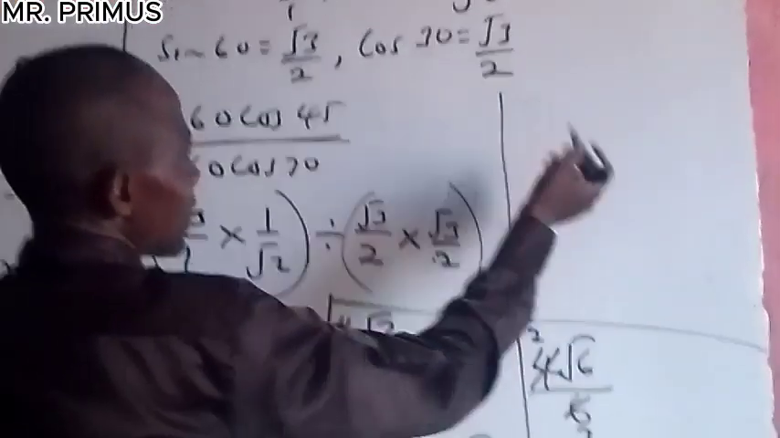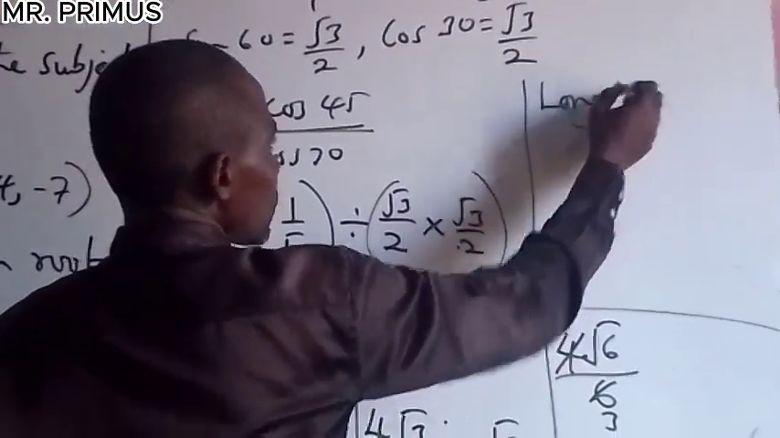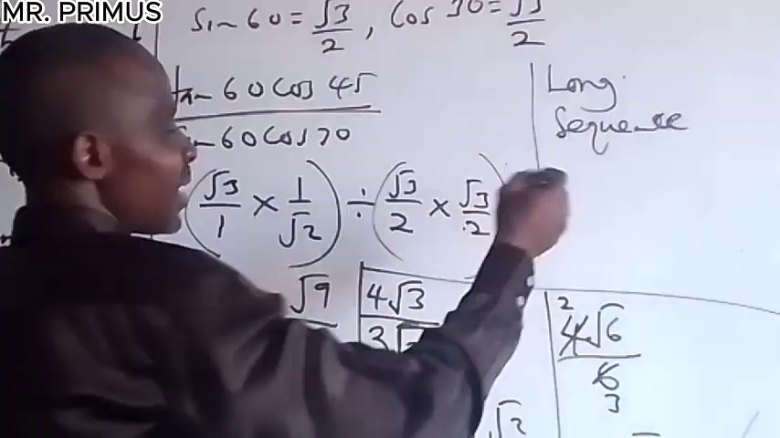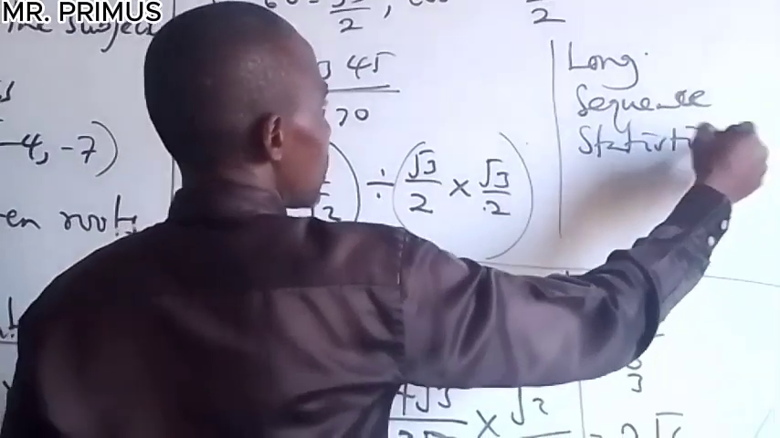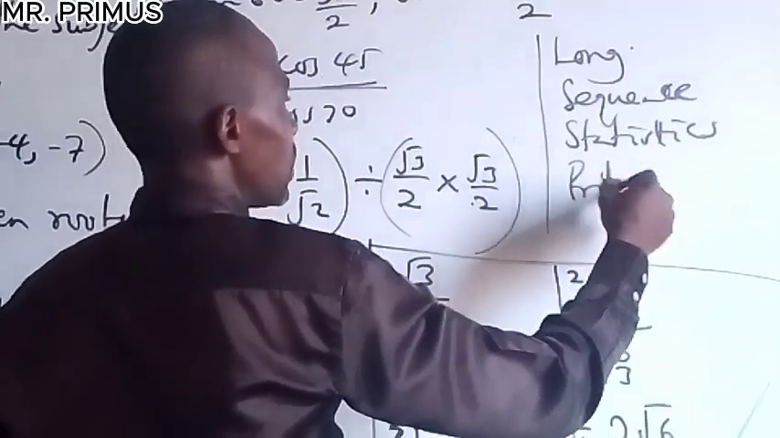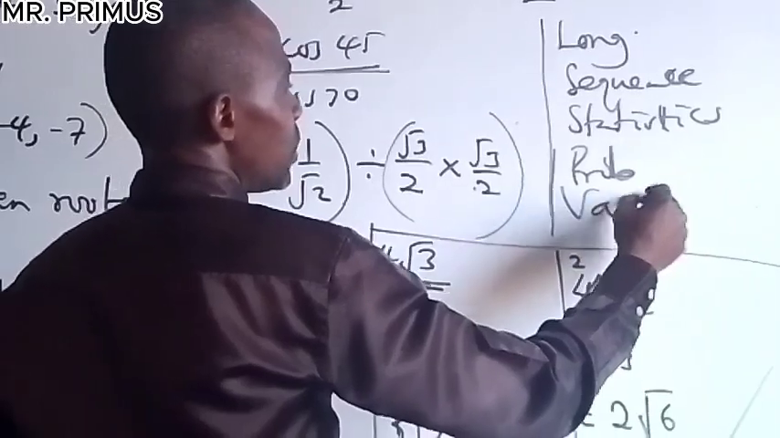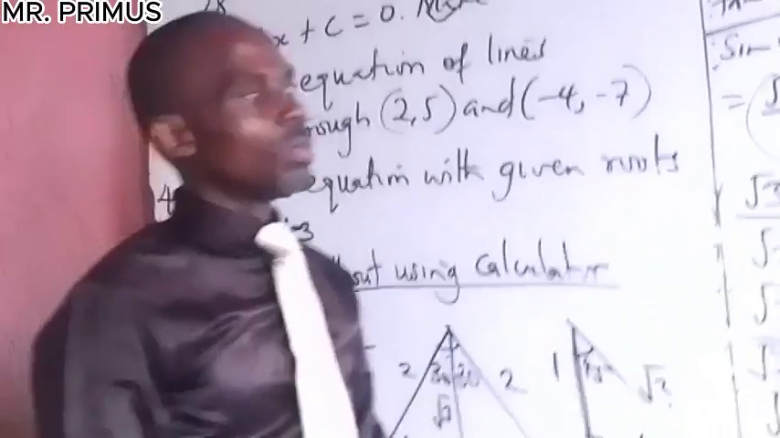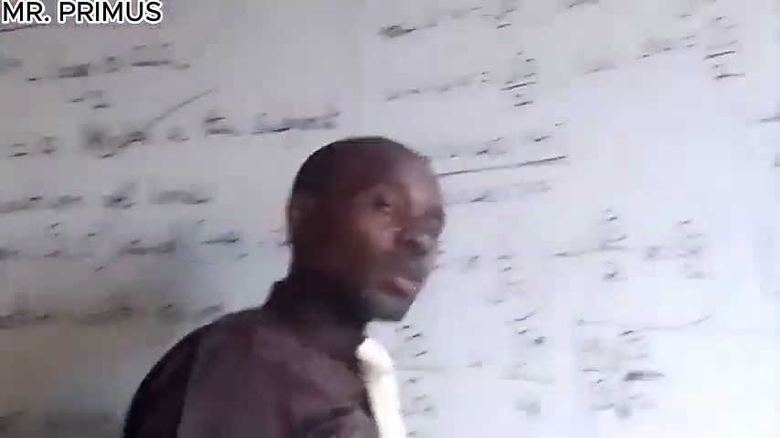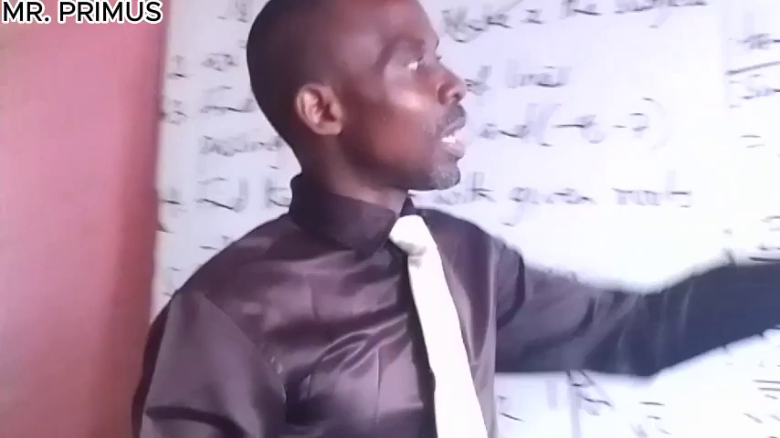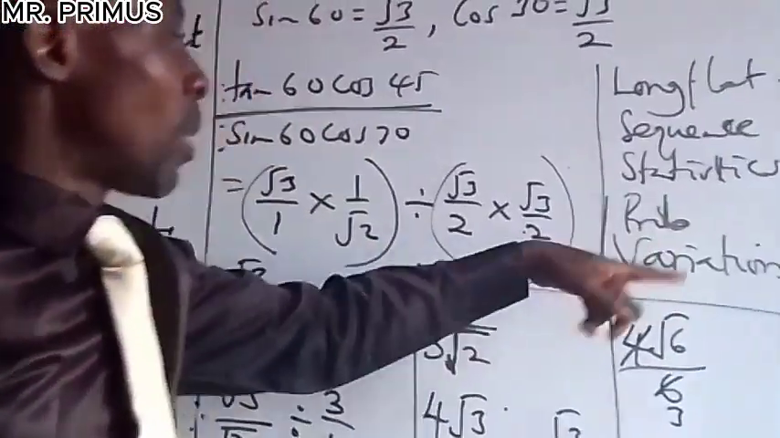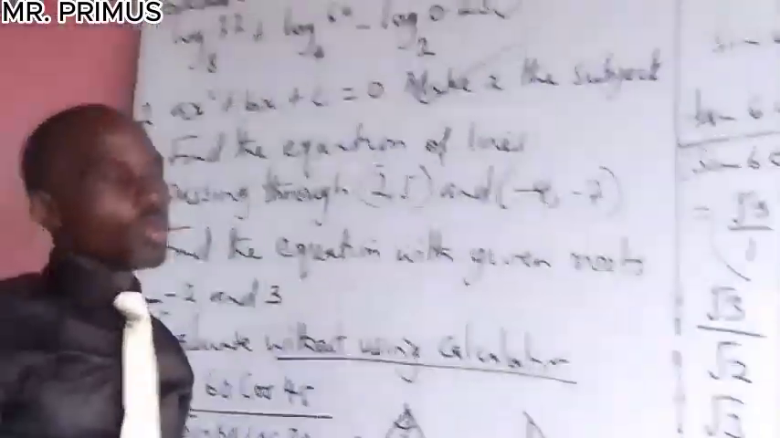For the next class, you are going to look at longitude and latitude, sequence and series, statistics. We are going to also look at probability, Venn diagram, and variation. I am looking at the partial variation, which will be given to you this year, because it has been a long time. So by the time we look at longitude and latitude, sequence, statistics, probability, and variation, we'll have covered a number of topics.